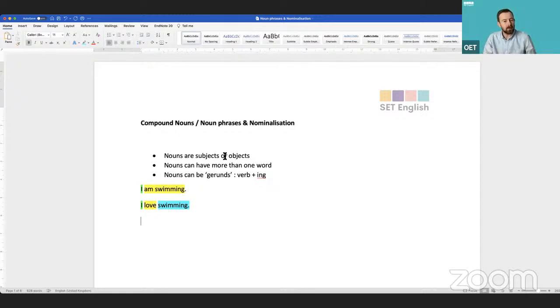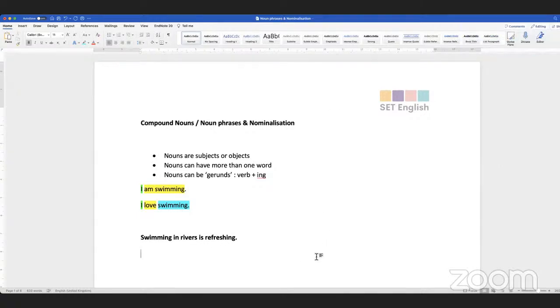Okay, so nouns are subjects or objects. Nouns can have more than one word. Nouns can be gerunds. Now, very quick. I'm going to ask people to put their hand up and help me here. Put your hand up if you know where the noun is. I'm not going to choose Andrea again. Nilofer, are you there? Where's the noun? Swimming in rivers is refreshing. Swimming in rivers is a noun.